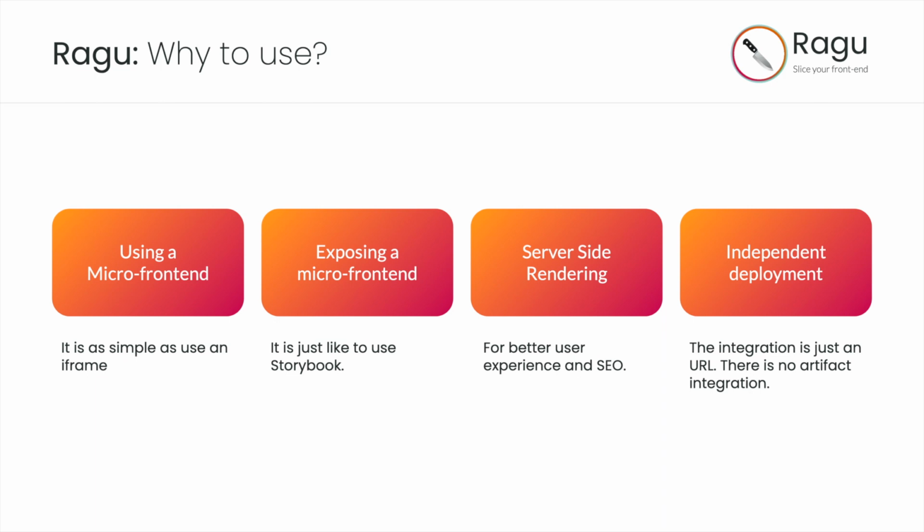So, why use Ragu? Because using a micro-frontend is as simple as using an iframe. Exposing a micro-frontend is just like using Storybook, with SSR for a better user experience and to improve the visibility of your application at search engines. You can have teams focused on the value stream with independent deployment. The integration is just a URL. There is no artifact integration.